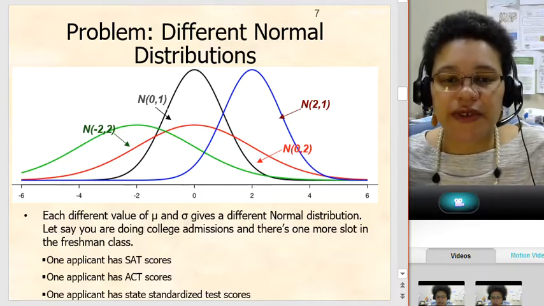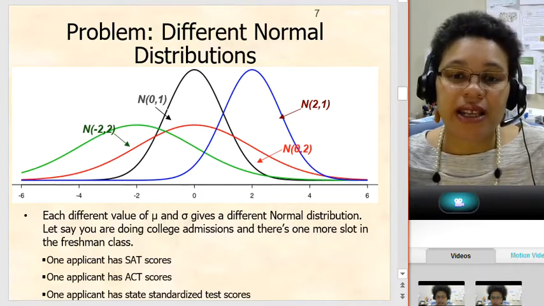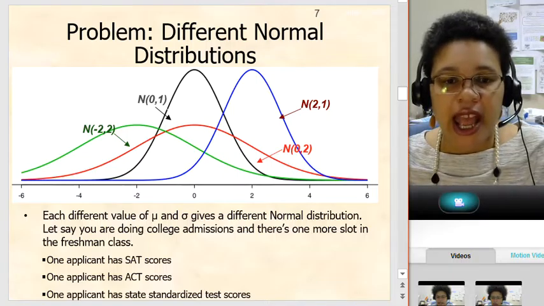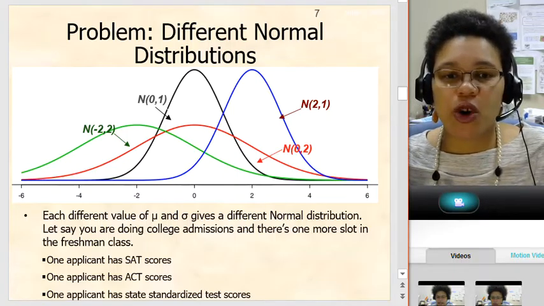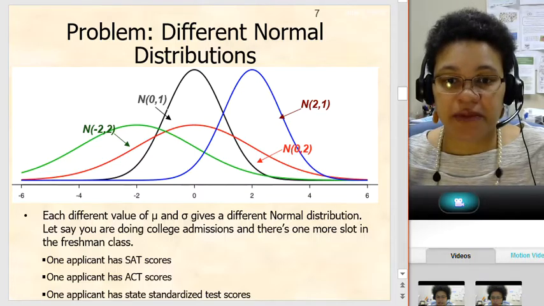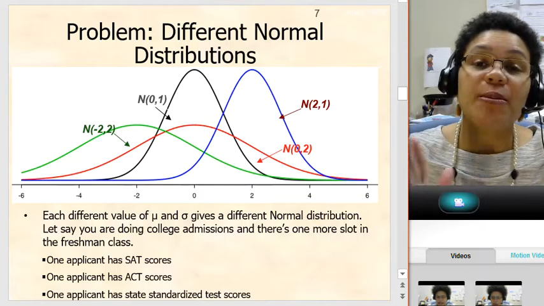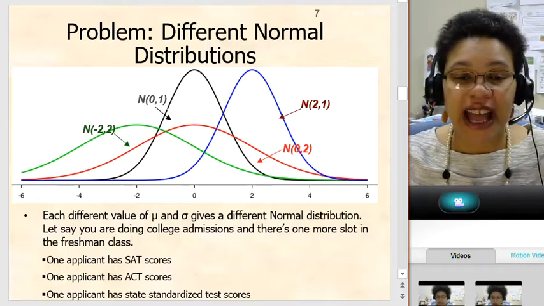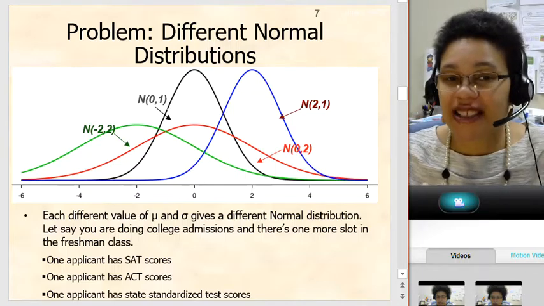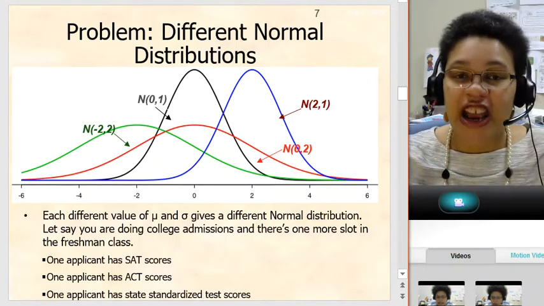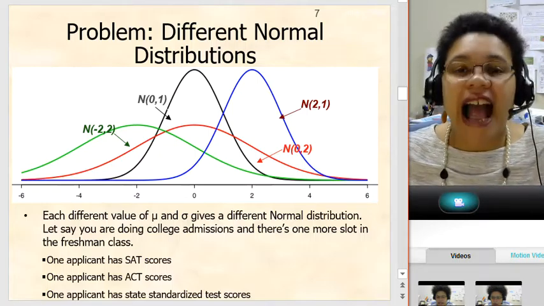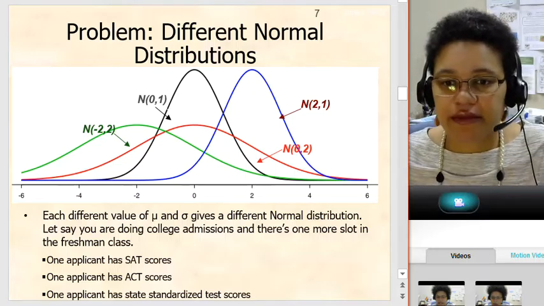So for each different value, each different mean and spread, each different value of mu and sigma, we get a different normal distribution. And let's imagine that we're all on college admissions committees. Let's say we have one more slot in the freshman class of the college we're doing the admissions for. And let's say we look at one applicant where they have their SAT scores, another applicant has their ACT scores, and another applicant has their standardized test from their state exit exams, right? How do we compare? Okay.